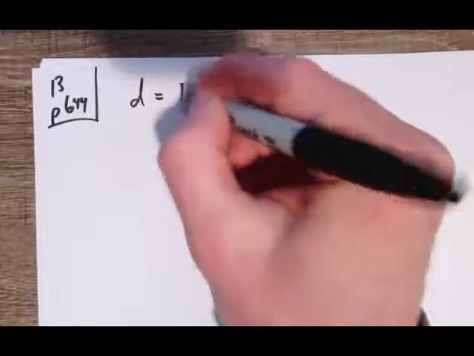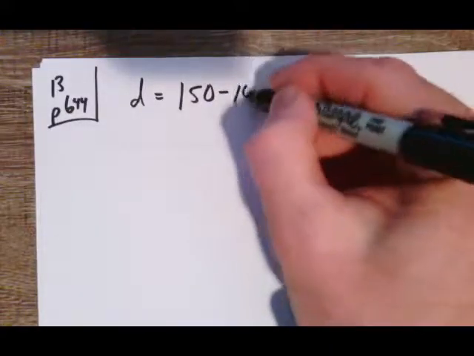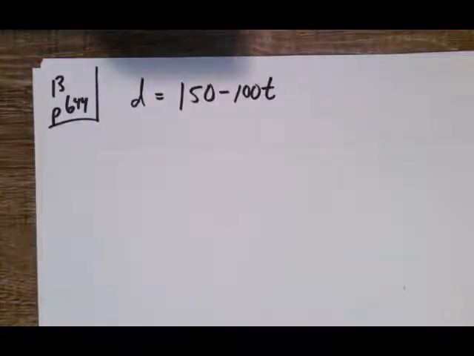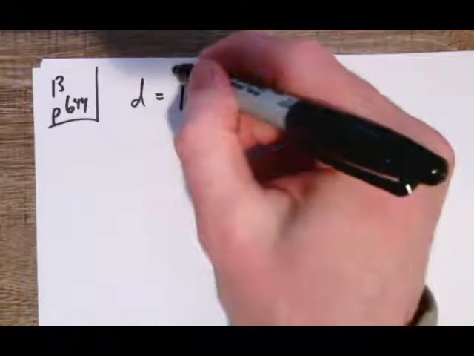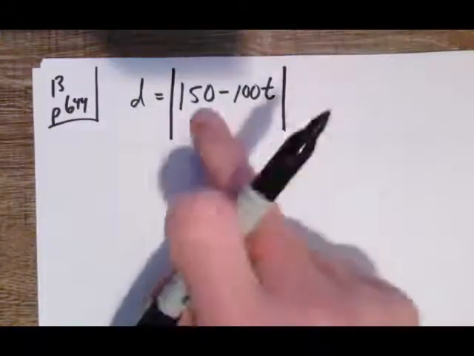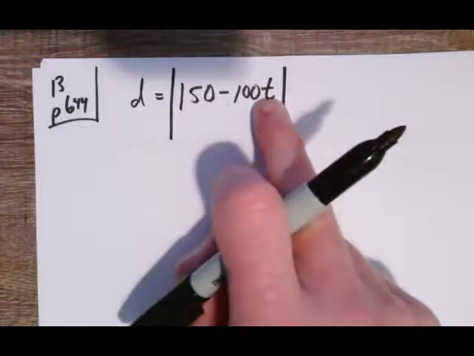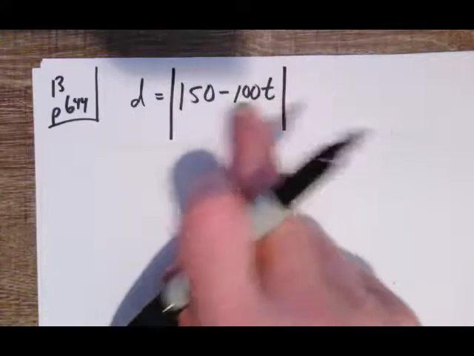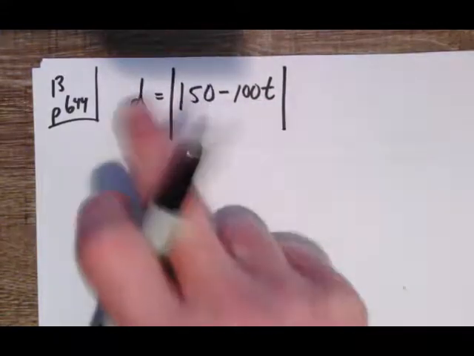So it looks like 150 minus 100t. Okay, yeah, that's right, I think. Because I'm thinking, well, what's the problem? If, let's say in 5 hours, he's just going to keep going, if they're going straight towards the border and just go straight past it, in 5 hours, it's 150 minus 500, it's minus 350, but the absolute value would be 350.